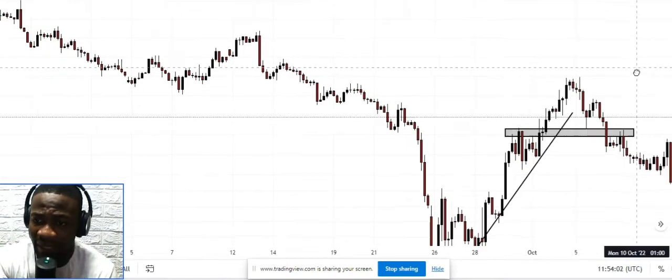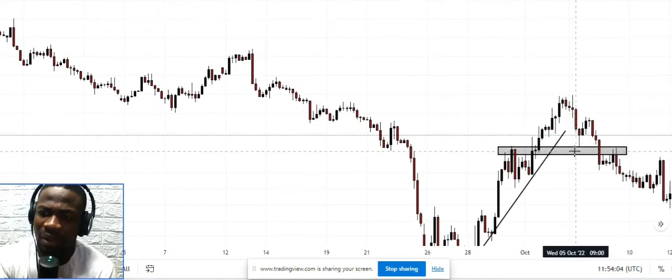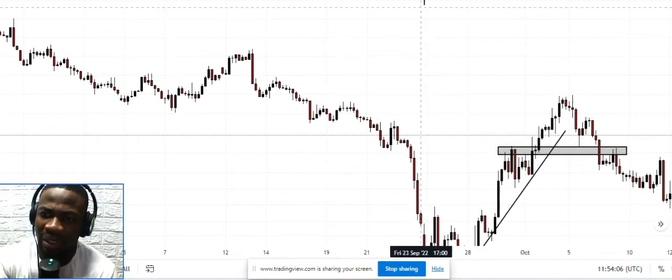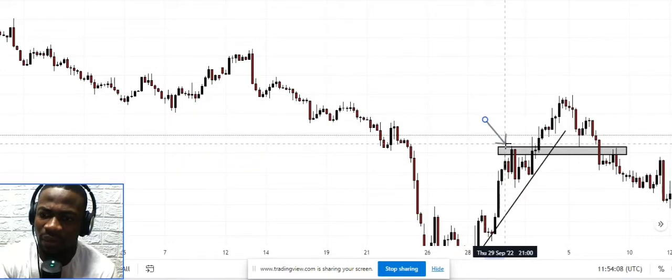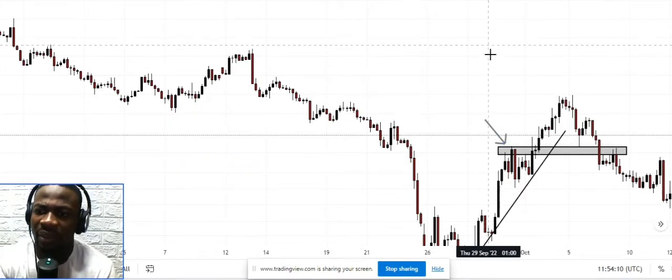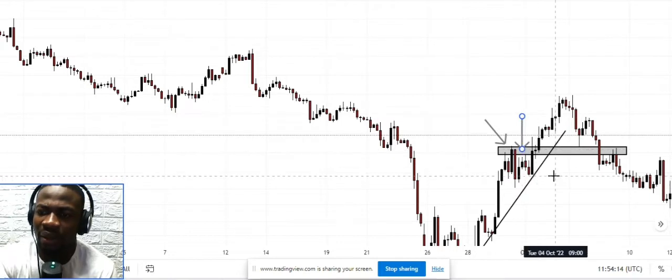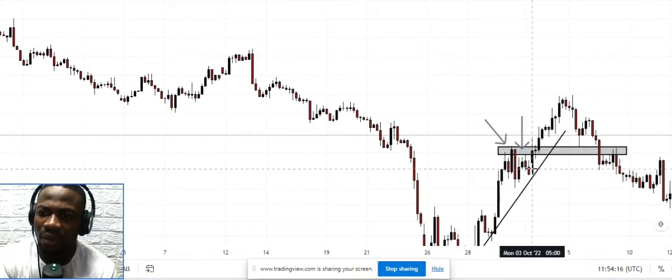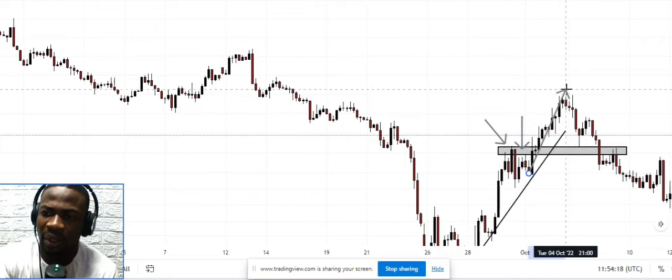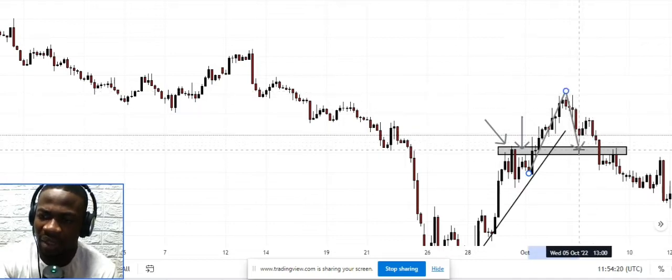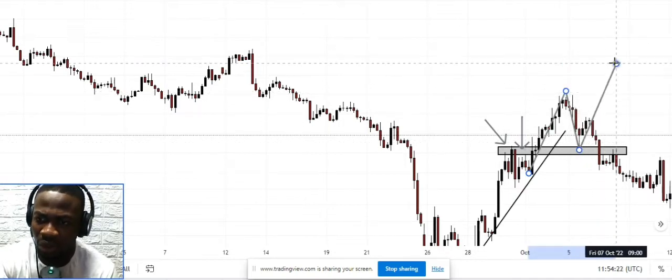Okay, so the market does come into this level, as you can see. Like I said, failing to break above this level, again failing to break above this level, a second time. Finally, it does break above the level. We always do break, but we're looking for a retest of this level in anticipation of a continuation to the upside.